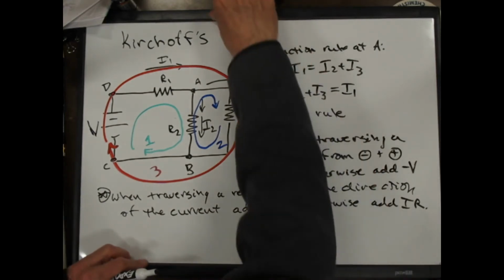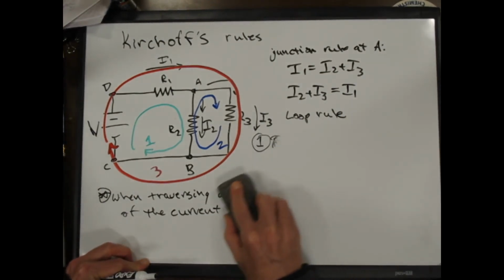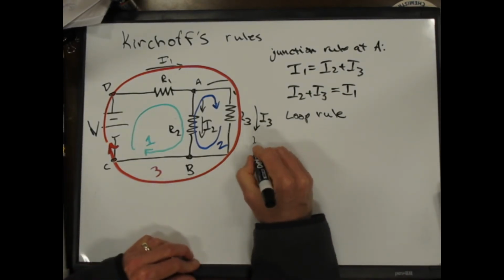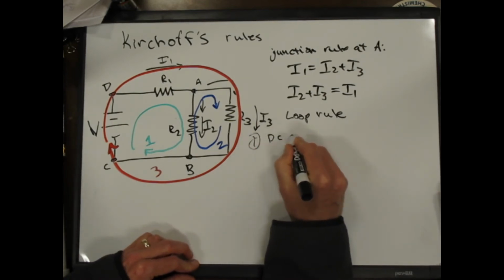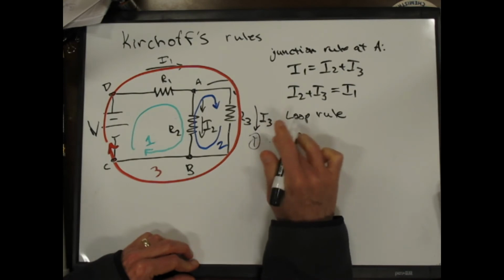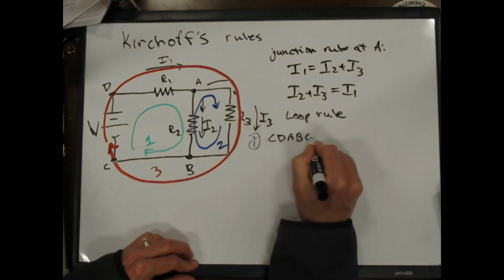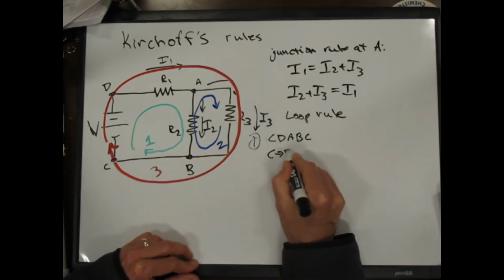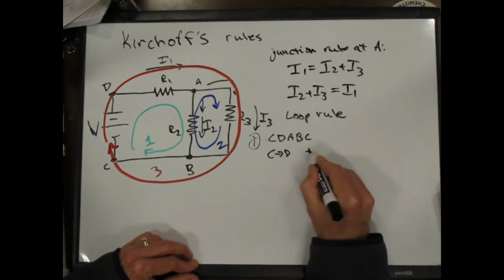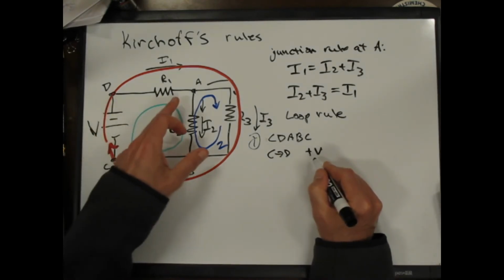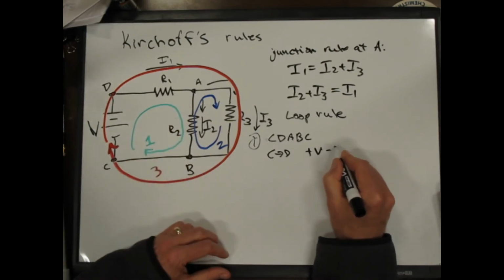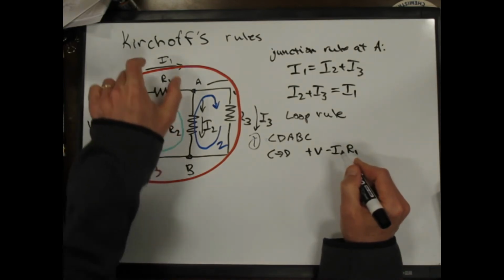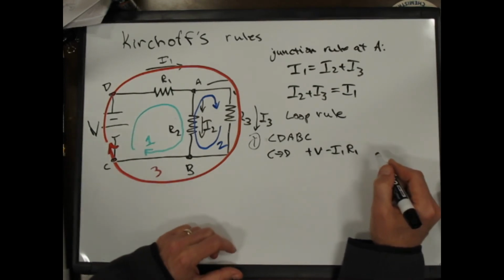And so let me erase that, and let's go back to this circuit. For loop 1, we'll go D, C, A, B, C. We're going to go around here and then all the way back to here. And so if we go from C to D, that means we're adding V. And then if we go D to A, we're going to say minus I1 R1, because I'm going in the direction of the current, and the voltage drop across the resistor is Ohm's law.